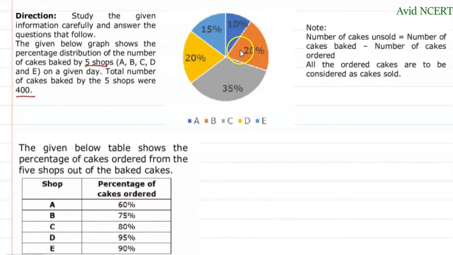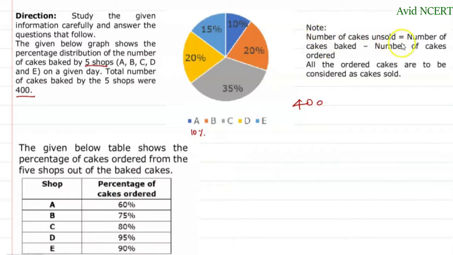So this is the percentage distribution of the 400 cakes. A, the dark blue color, made 10% of cakes, B 20%, C 35%, D 20%, and E 15%. The table below shows the percentage of cakes ordered from the 5 shops out of the baked cakes. For example, Shop A made 10% of the 400 cakes, and out of this 60% were ordered.